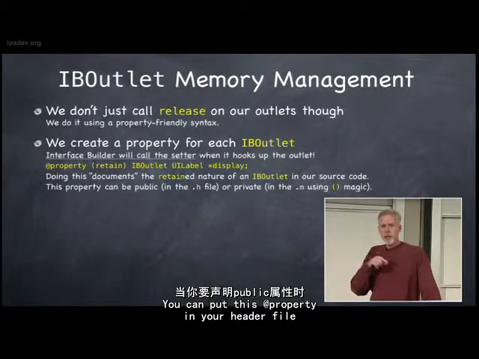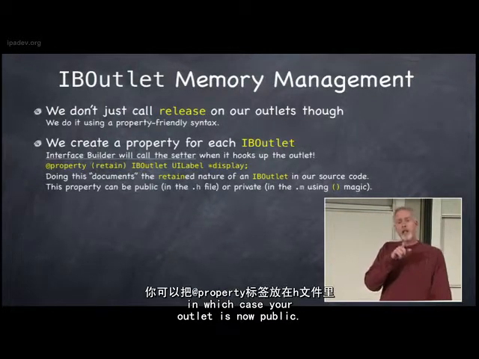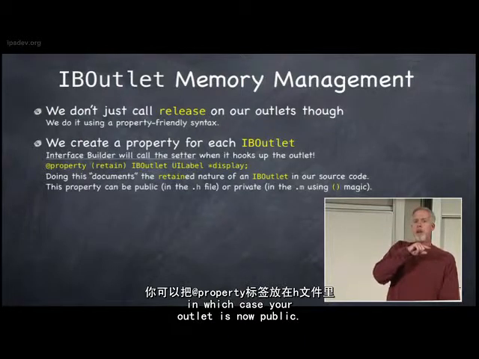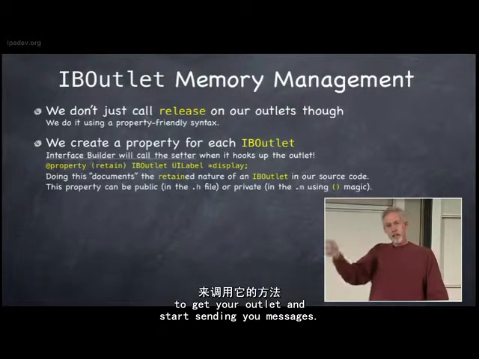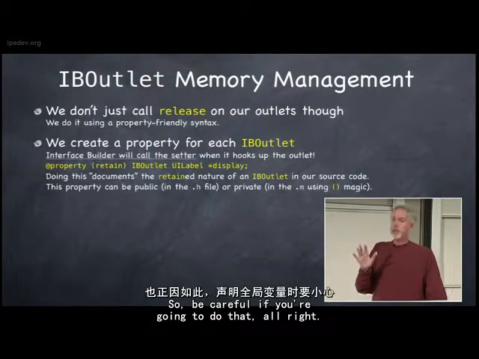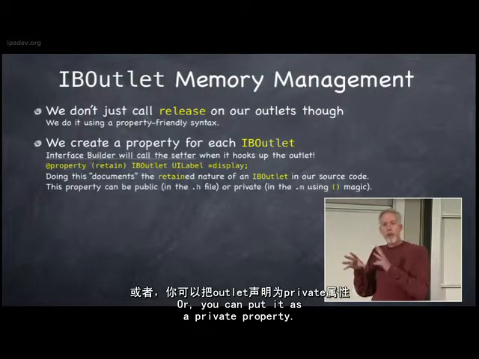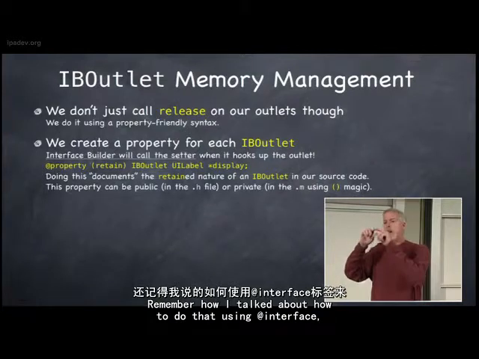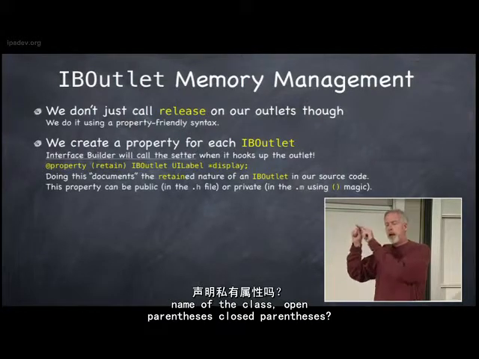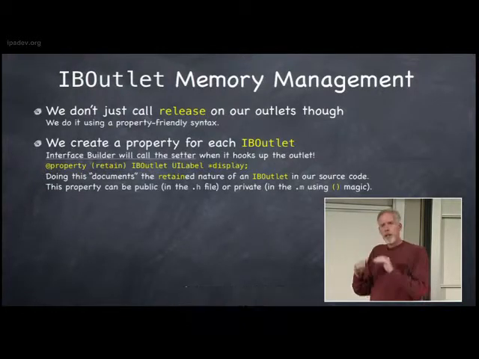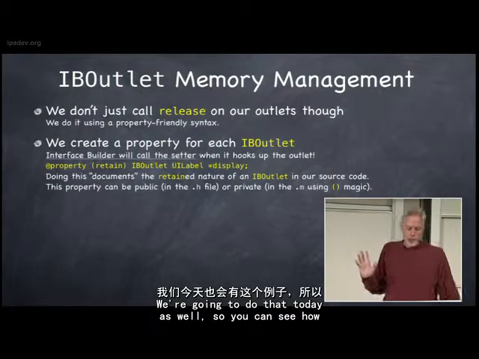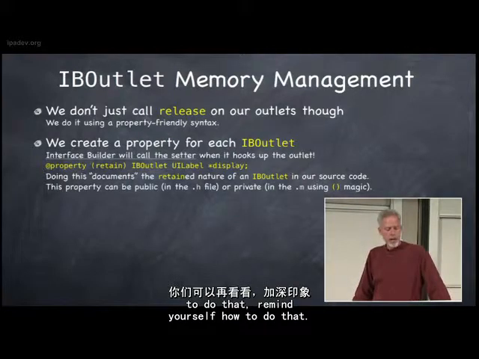You can put this @property in your header file, in which case your outlet is now public. So other people could use that property to get your outlet and start sending it messages, so be careful if you're going to do that. Or you can put it as a private property. Remember I talked about how to do that using @interface, name of the class, open parentheses, close parentheses, and then you can put private methods and properties there. We're going to do that today as well, so you can remind yourself how to do that.